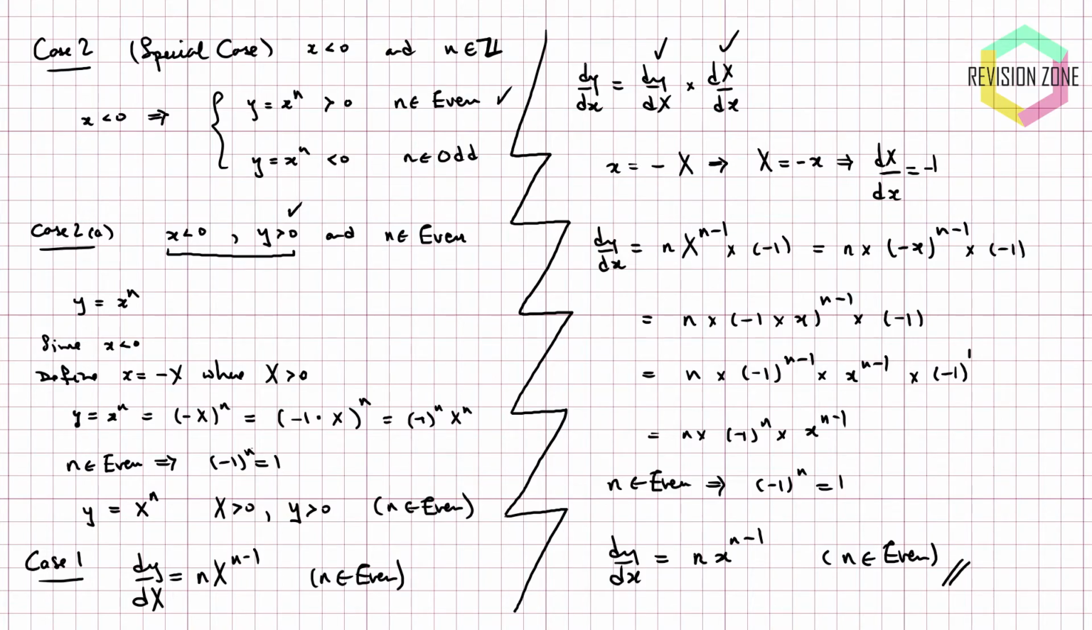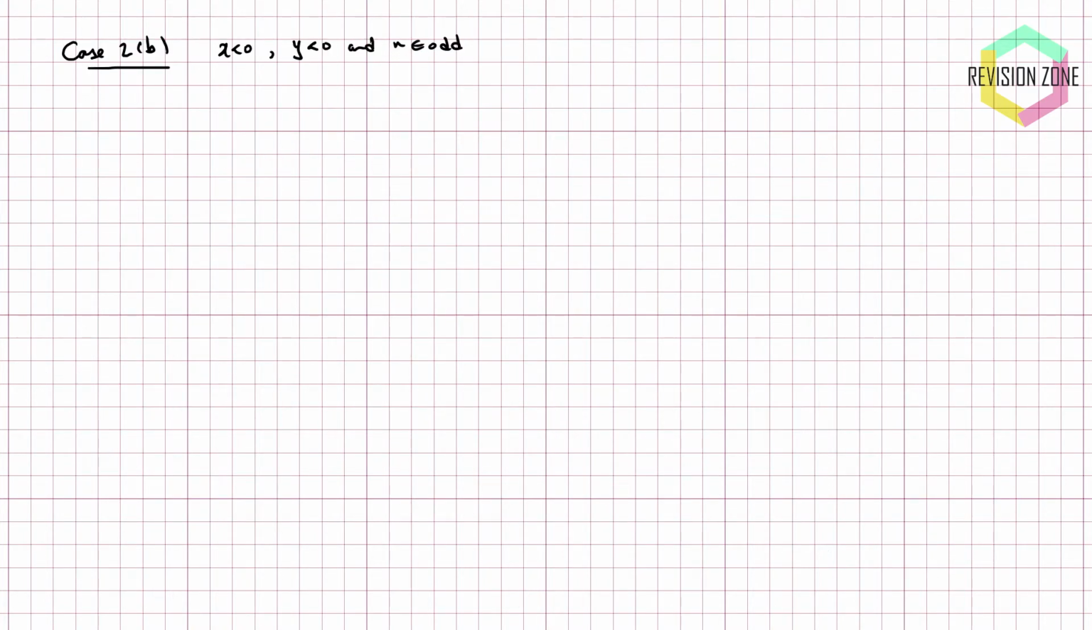So let's now take a look at case 2b. In case 2b, as we've already seen, we're going to have x and y both being negative, and n is going to be odd. Since the function we want to be dealing with is y equals x to the n, as before, we want to define the following. We want to define our lowercase x to be negative of uppercase x, where our uppercase x is positive. This would guarantee that the lowercase x is always negative. And we want to define the lowercase y to be negative of uppercase y, with again our uppercase y always being positive, which will guarantee that the lowercase y is negative.